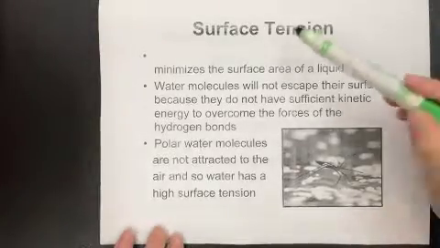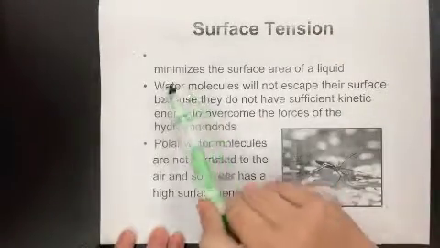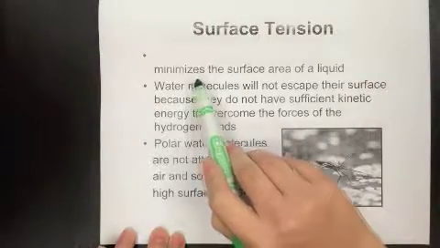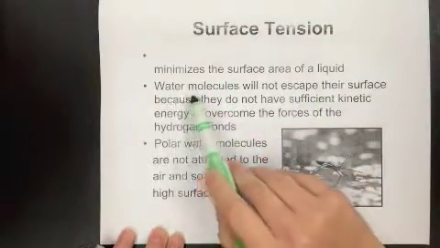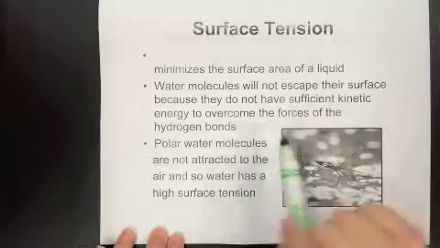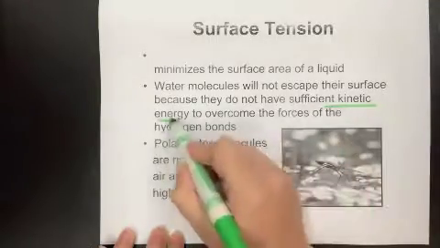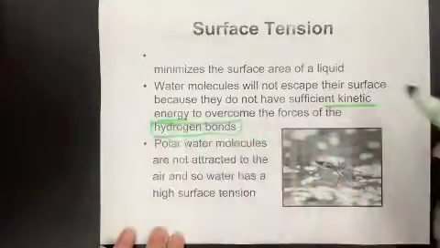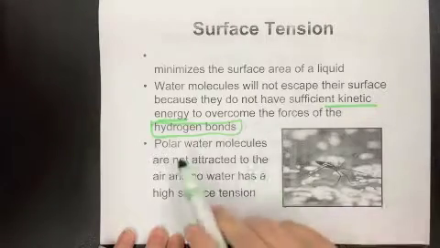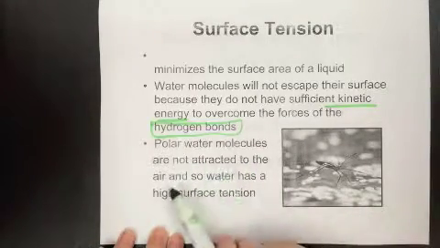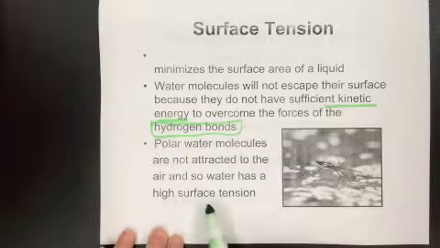Okay, so a couple things. Surface tension, which minimizes the surface area of a liquid. Water molecules will not escape their surface because they do not have enough kinetic energy to overcome those hydrogen bonds. So water molecules are not attracted to the air, and so water has a high surface tension.